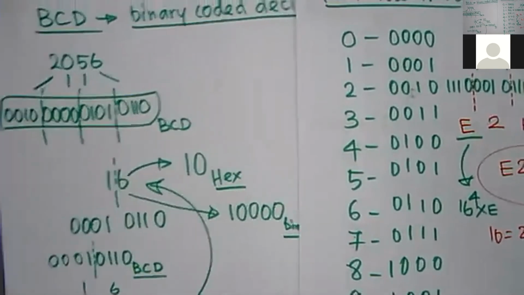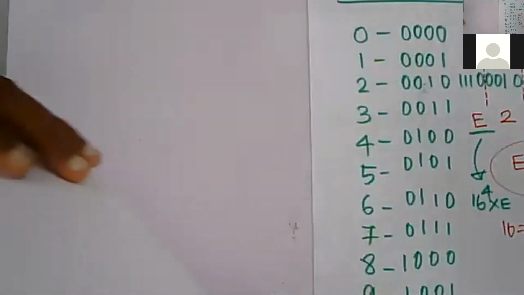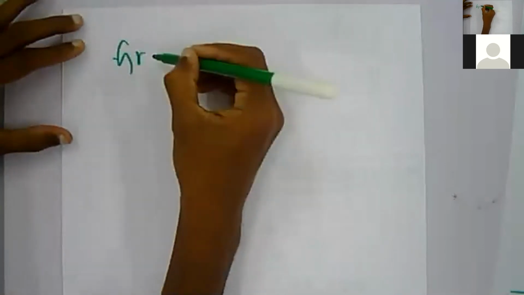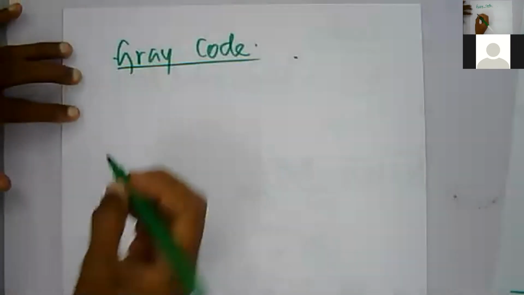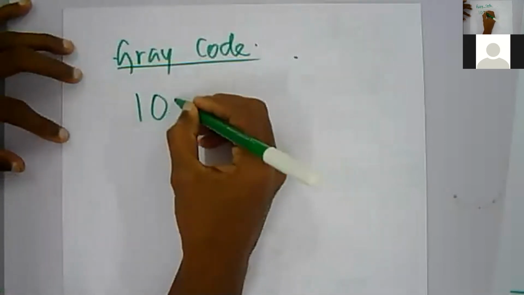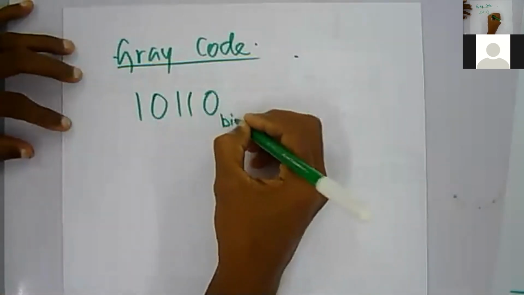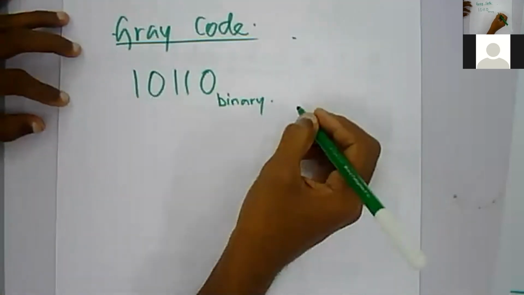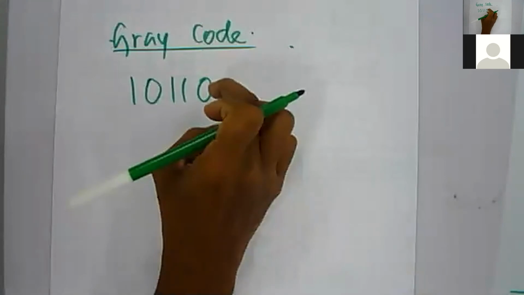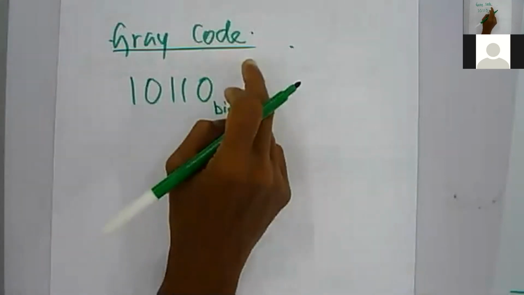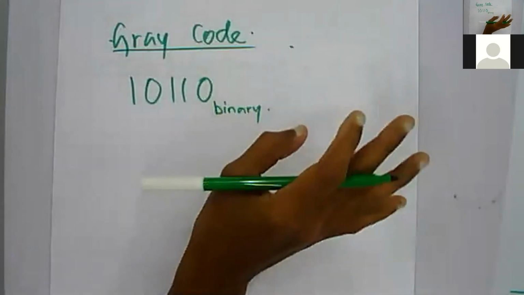Now we have another code which is called the gray code. For example, you have a binary number, let's say 10110 binary. This is very important. Now, the question is to convert this into a gray code. So you need to convert a number into a code. Once you perform the conversion, it is not a number anymore. It is just a code.